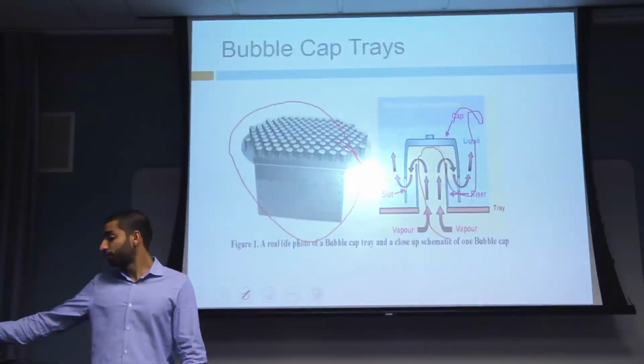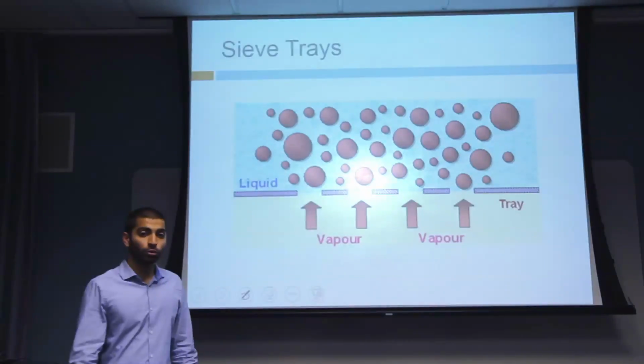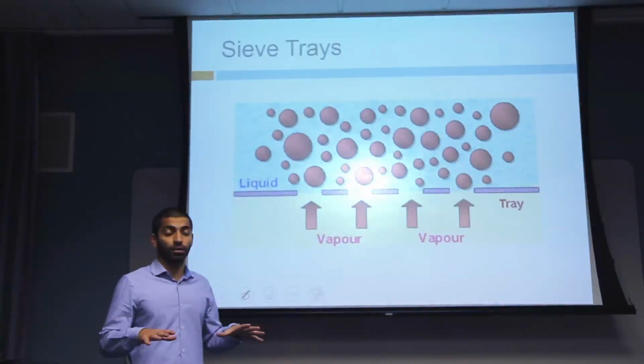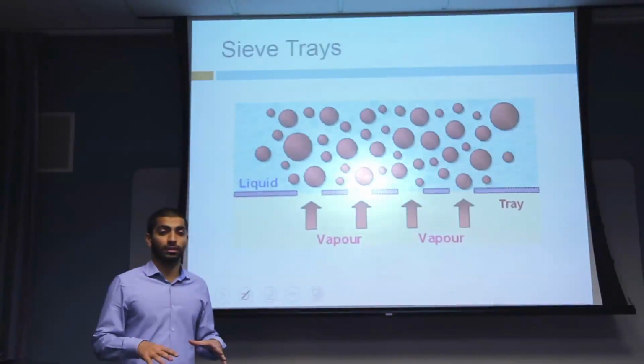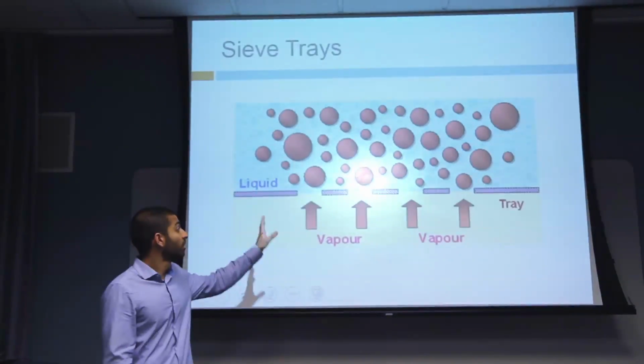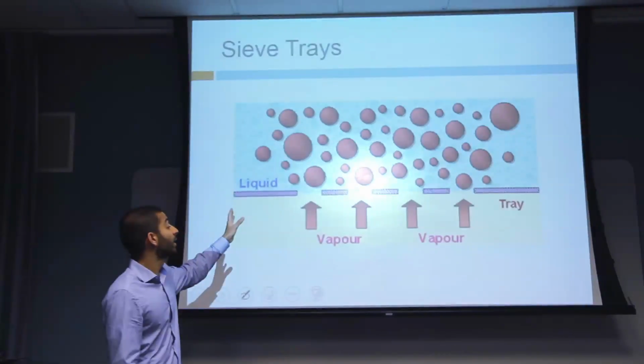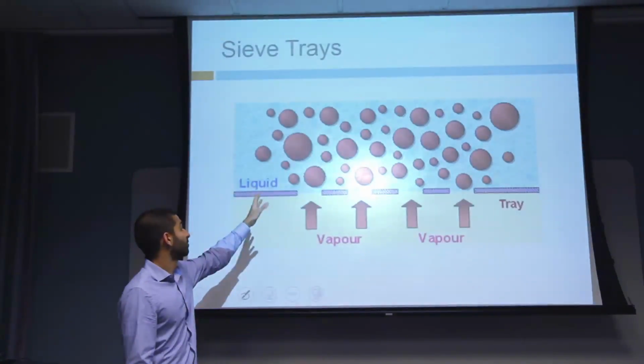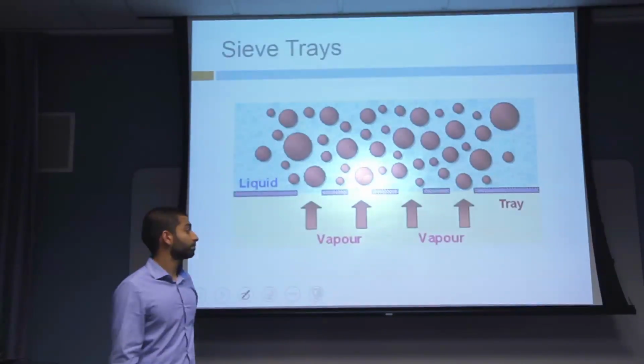Next we have sieve trays. Sieve trays are the most simple kind of trays, pretty much a sheet with holes in them. There's a downcomer too, but this diagram focuses in on the actual tray, and it shows the vapor flowing up through the perforations and the liquid being on top.